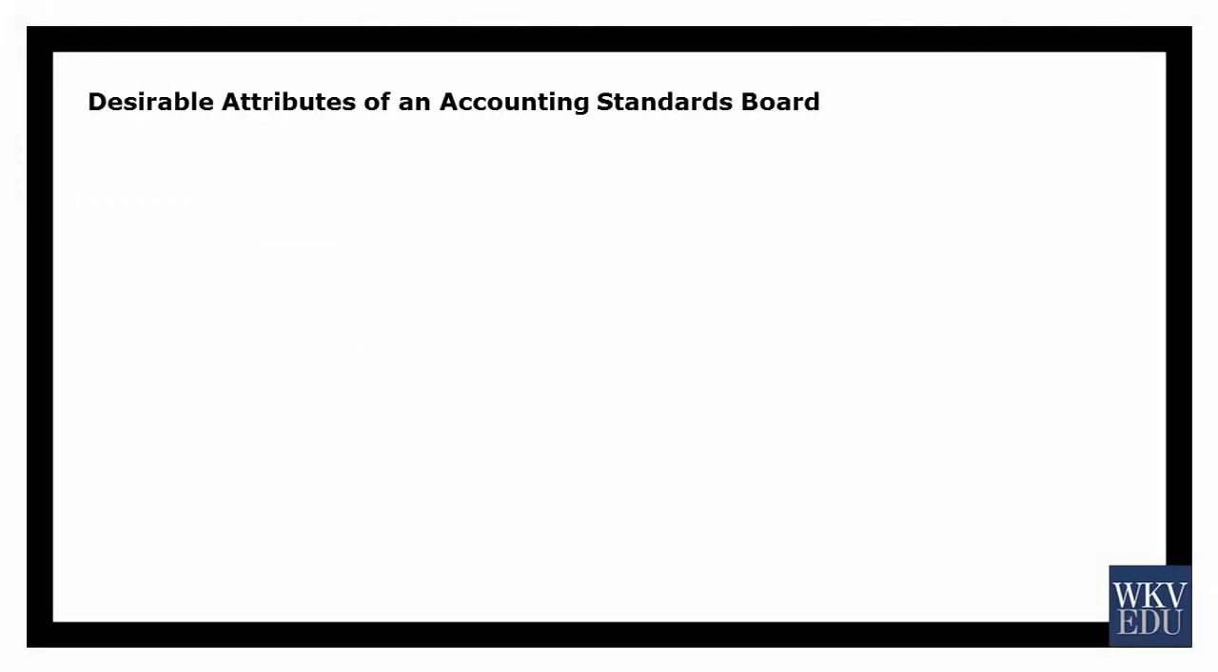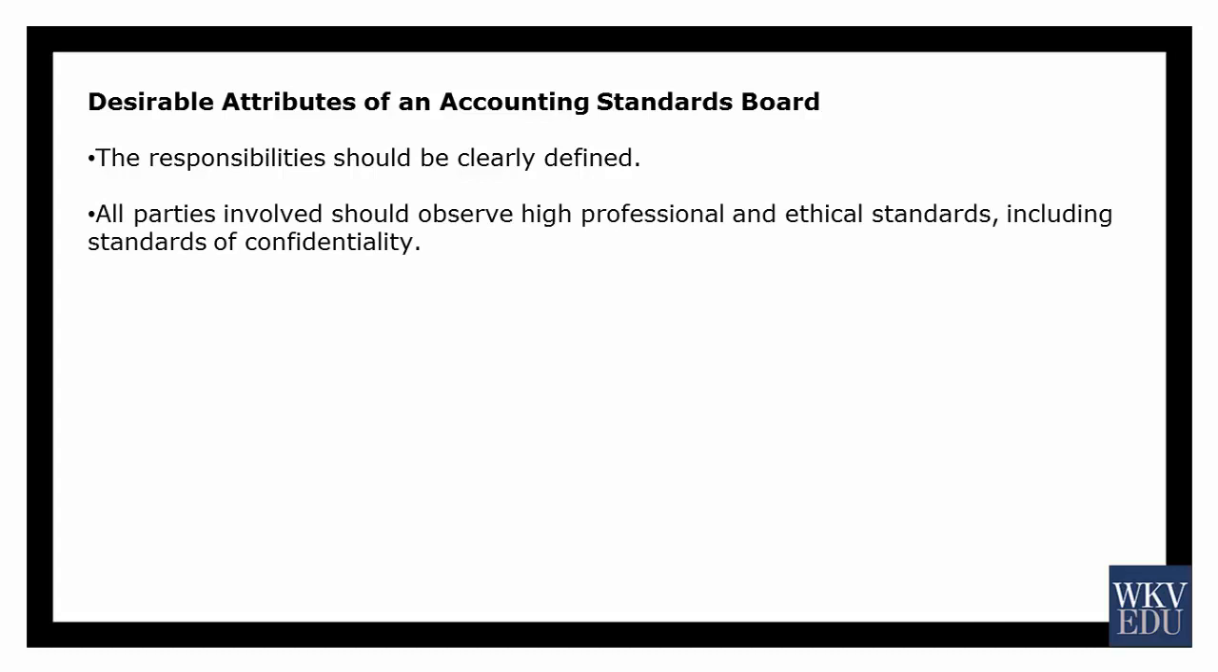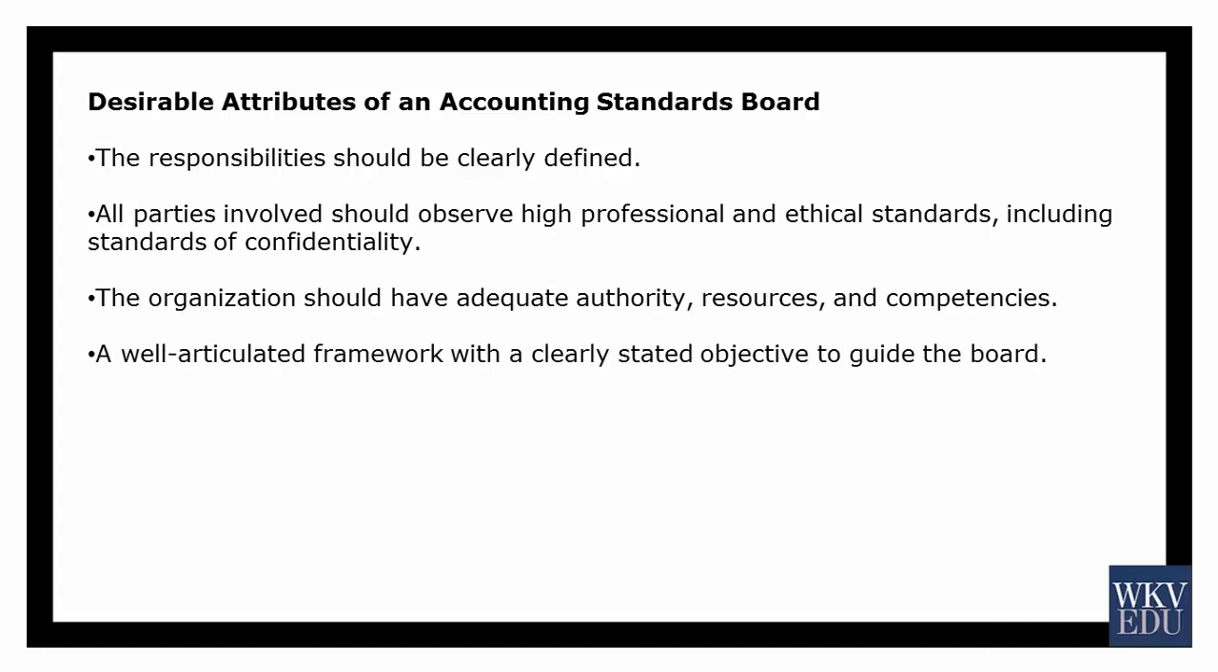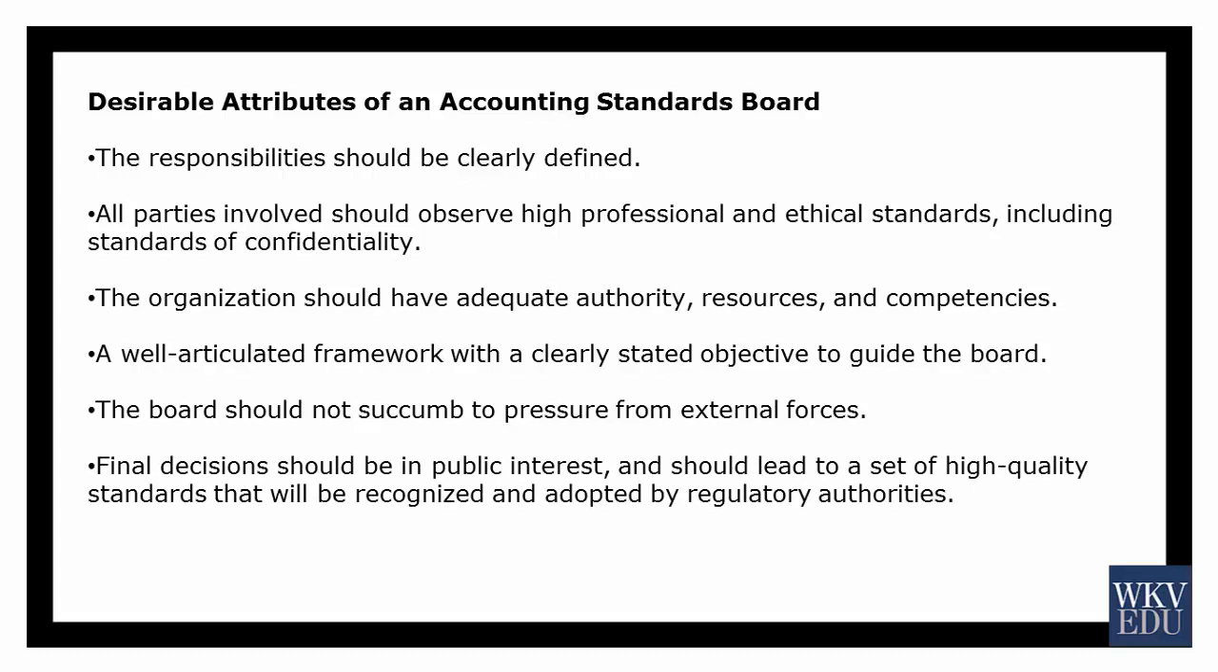The desirable attributes of an accounting standard board include being properly defined. All the parties involved should observe high professional and ethical standards. The organization must have adequate authority, resources, and competencies. A well-articulated framework with a clearly stated objective to guide the board. The board should not succumb to pressure from external forces. And the final decision must be in terms of public interest and must lead to high quality standards that would be recognized and adopted by regulatory authorities across the globe.